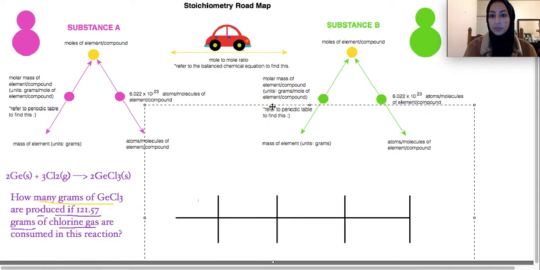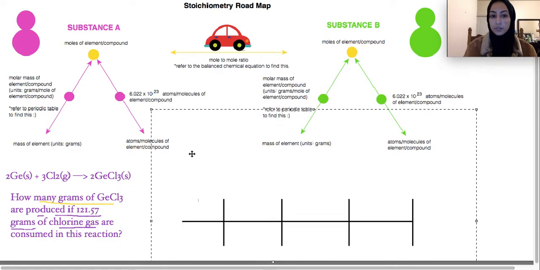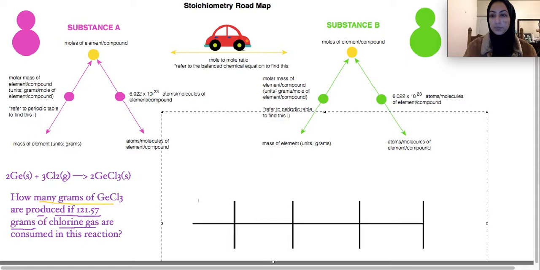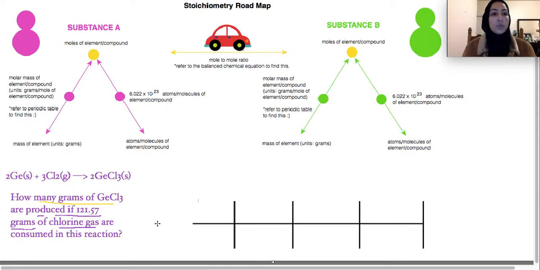Here's my little table that I'll start with. Perfect. So we always begin with what we know. In this case, what do I know? I know I have 121.57 grams of chlorine. Awesome. I want to move to my next step. So my next step tells me I need to find the molar mass of chlorine.